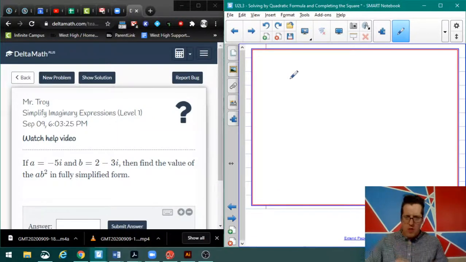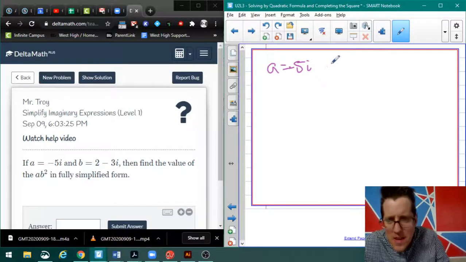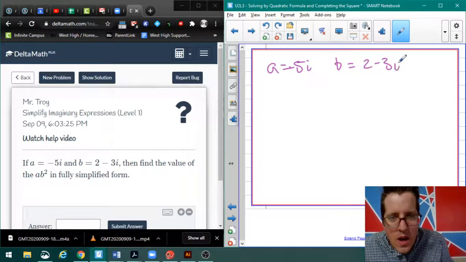But this time, I'm going to check my answer ahead of time. I'm going to get it right. Okay. A equals 5, negative 5i. There's a great way to get it wrong. And B equals 2 minus 3i.